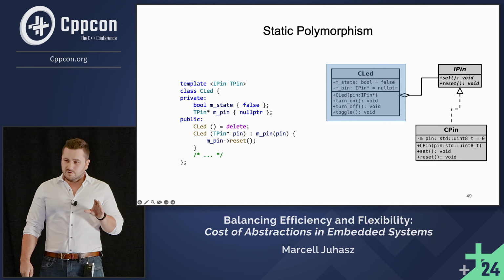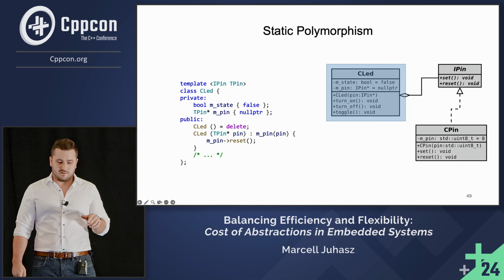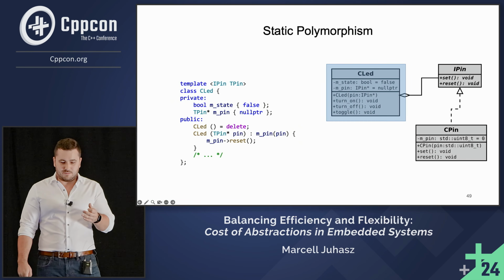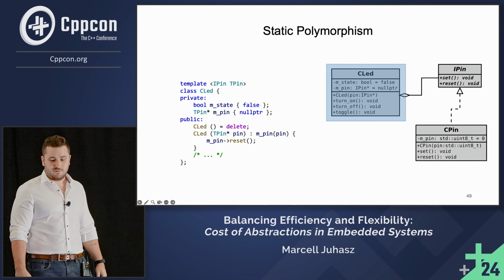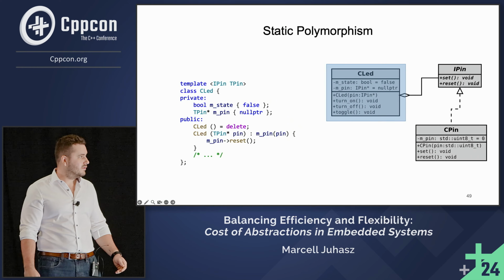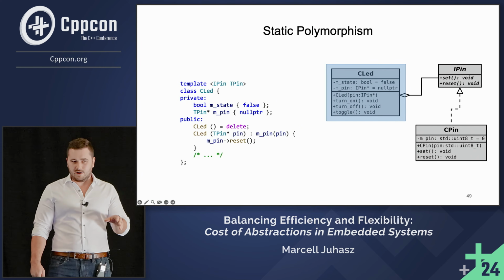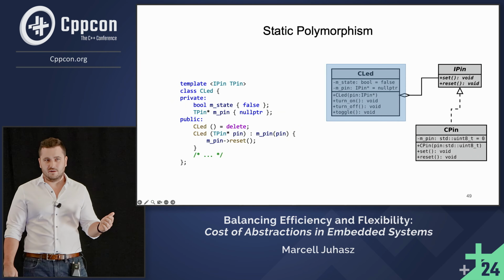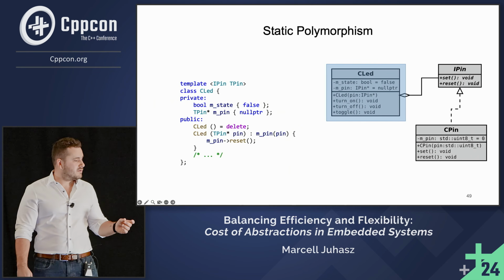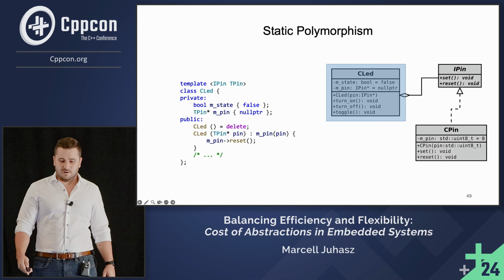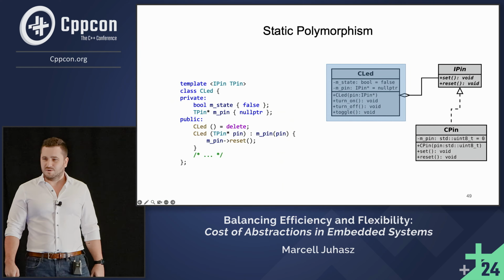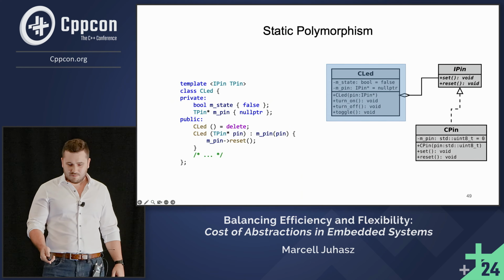Now the CLed class, this is our external peripheral interface. You can see that now it is a templated class, and it takes a type that satisfies the IPin concept. So this piece of code will work for every type that satisfies the IPin concept. And if you pass another type to this template that wouldn't satisfy these requirements, then you would get a clear and understandable compile time error message, and not these cryptic error messages that we are used to when dealing with templates.